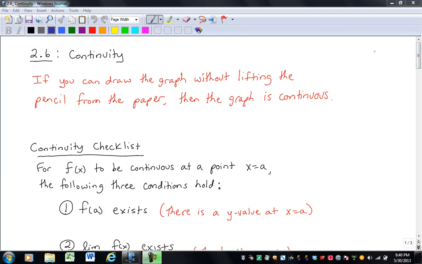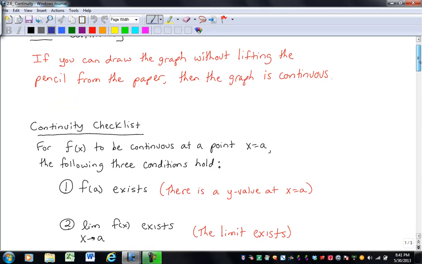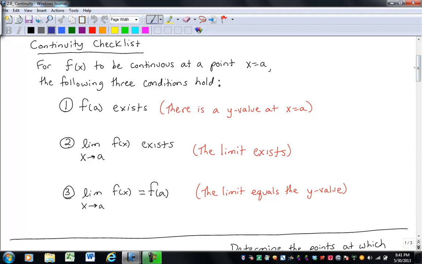And that's actually codified in a checklist. There are three things that happen when a graph is continuous at a point A. The first thing is the y value has to be there. Here's a graph that's continuous at the point A. I can draw the graph there and not lift up my pencil. Well, what's happening are three things. The first thing is there's a y value there, the circle that I filled in. There's no holes. And so the first condition for continuity is there has to be a y value at A.